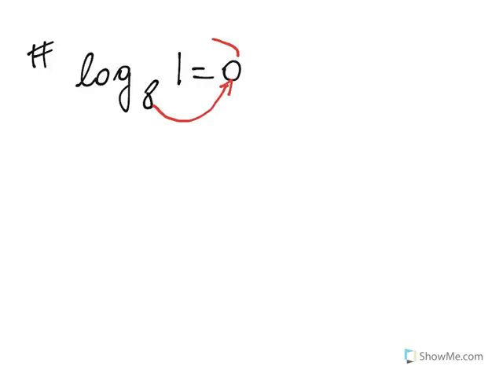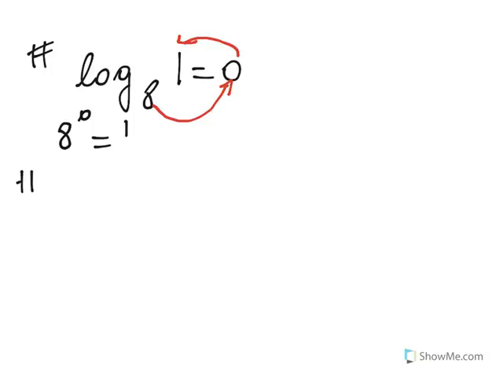In this example, I have log base 8 of 1 equals 0. Based on the definition of logs, base b to the power of y is going to give me x. So how can I write that? I can say 8 to the power of 0 gives me 1. And that is true. You know that 8 to the power of 0 is 1.